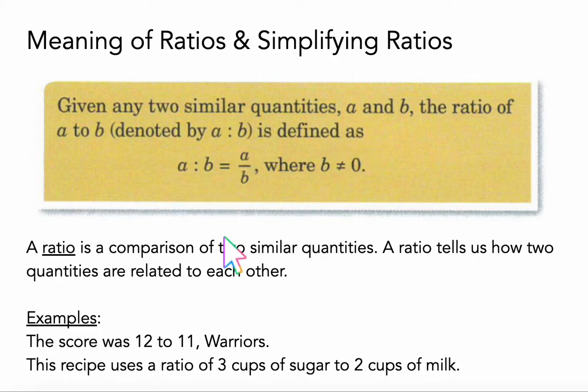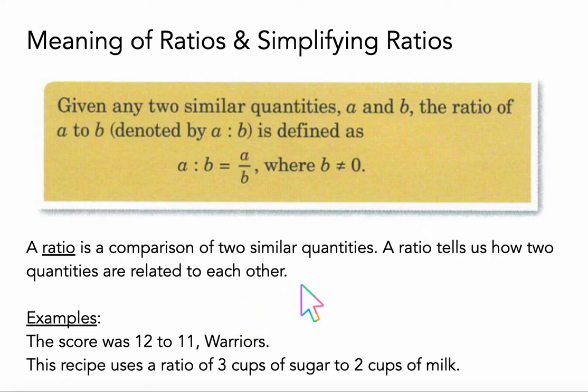So for example, these are the most popular examples of how we use ratios in real life. We use it when we're telling somebody a score. So the score from the game was 12-11 Warriors. That's usually how you hear somebody talk about scores, using ratios. And usually they'll tell you the winner, the person or the team with the higher score. So here in this imaginary game, the score at the end was 12-11 Warriors. So Warriors were the team that scored 12 points.